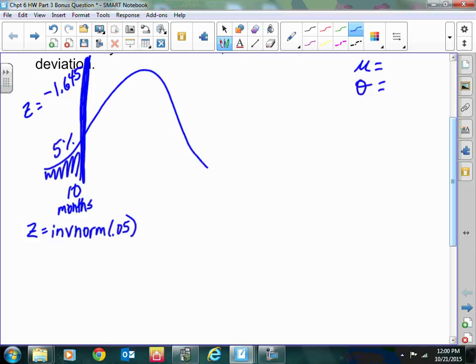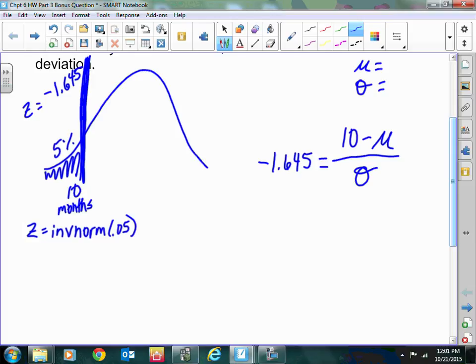So you have a z-score and you have an x value, z and x. You do not have the mean and standard deviation, but you could write one equation out with those two variables and it would look like this. Here's your z equals, what's the x for this location? 10 months minus the unknown mean, over the unknown standard deviation. Okay, so there you go, one equation.